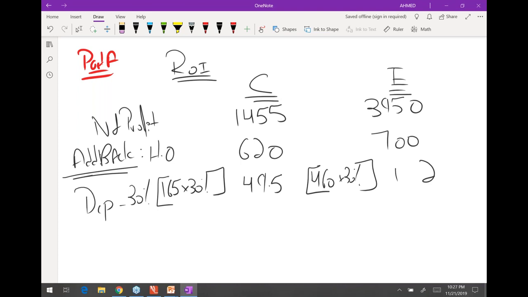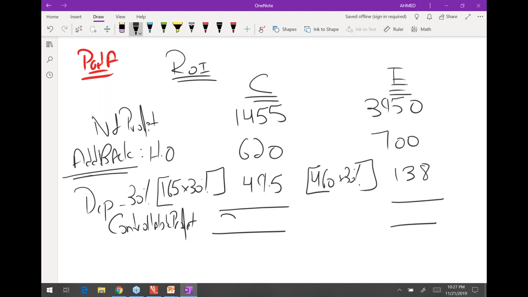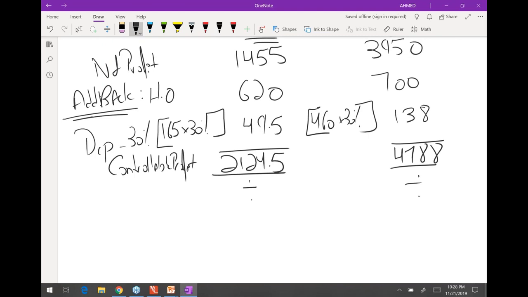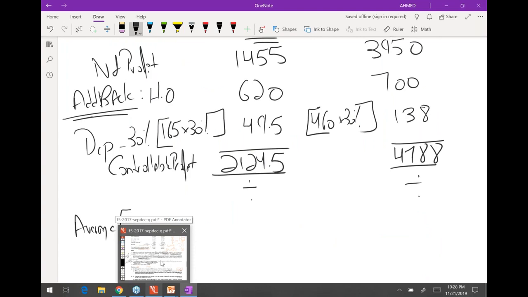Now, let's work out the controllable profit. And the controllable profit figure is 2124.54788. It's useful for long-term benefit. So this is controllable. Now let's divide this by the divisional average net assets. So for average, what are we supposed to do? Opening plus closing divided by 2. The figures of closing and opening are given here. So let's use these.